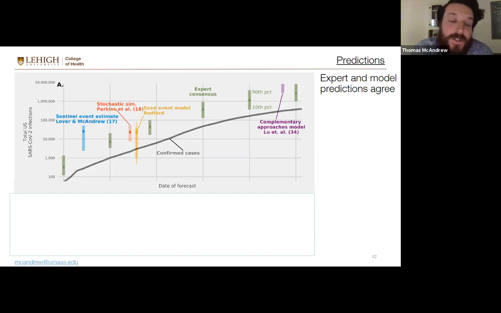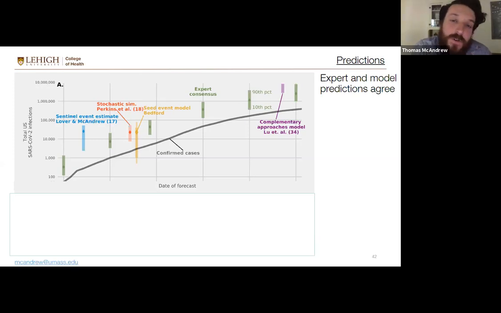We also included computational models in this figure. In blue is a sentinel event estimate by Lover and McAndrew. I'm the McAndrew in that situation. In red is a stochastic simulation by Perkins et al. In yellow is a seed event model by Trevor Bedford. And this most recent computational model was called a complementary approaches model by Liu et al., in purple. I also included the reported confirmed cases in dark gray.